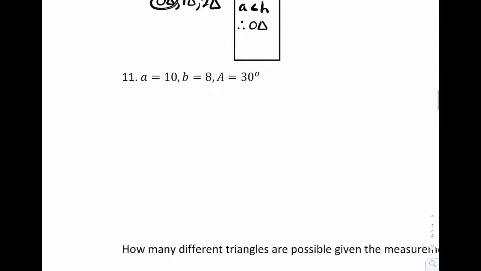Okay, let's try 2 more. So once again, notice how I use 30 a lot? That's because this is meant to be done with no calculator. So 30 is a really nice angle to work with. So here's our A, B, C, 10, and 8.